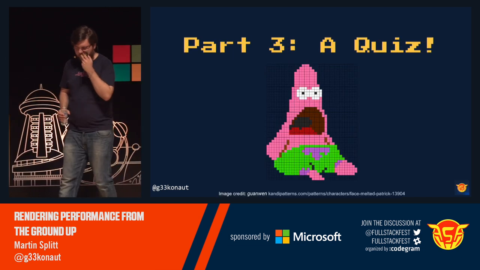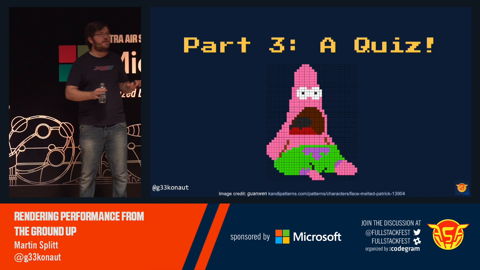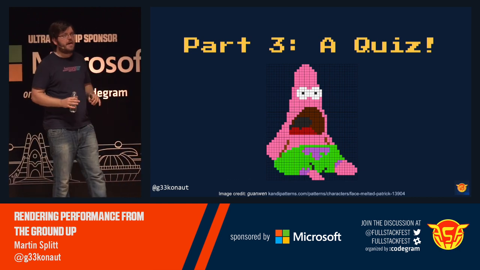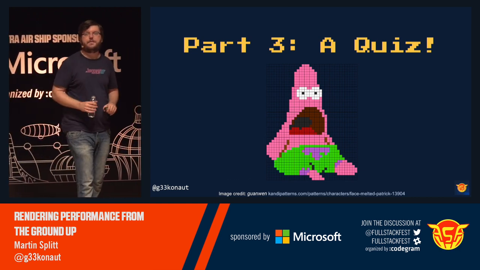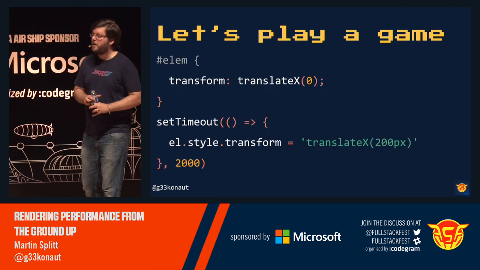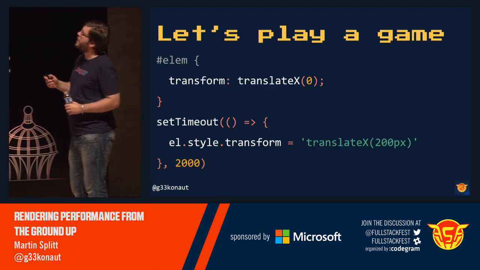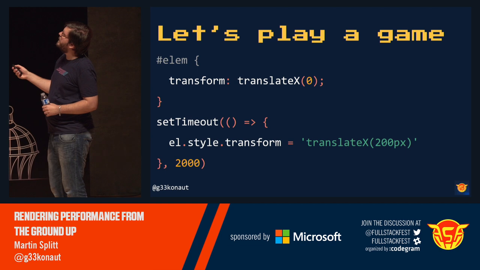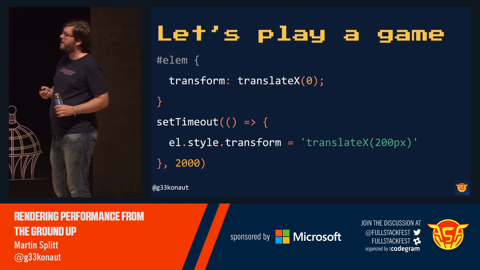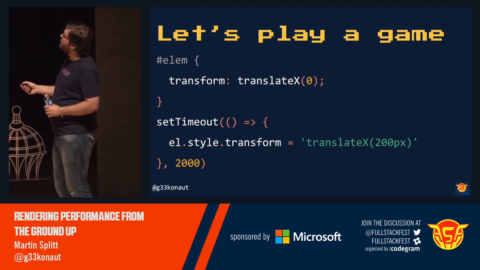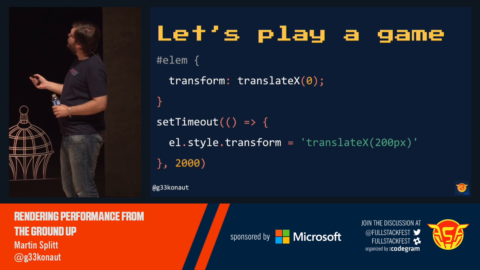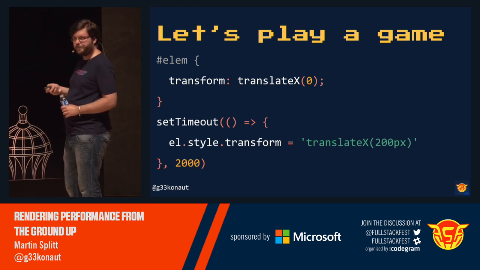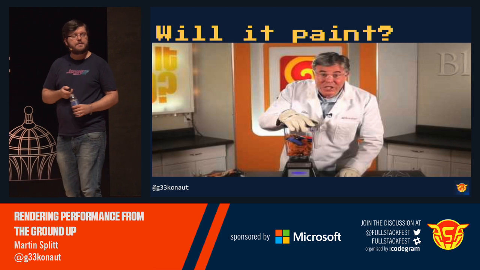All right. Now that you have seen that JavaScript can interact with our rendering process and with a graphics card and shaders and stuff, let's do a little quiz. So here we have a CSS element that is translated nothing, nowhere, on the x-axis. And after 2 seconds, we change it by translating it 200 pixels to the right. Do you think this paints?